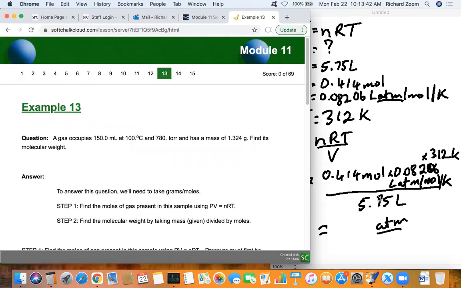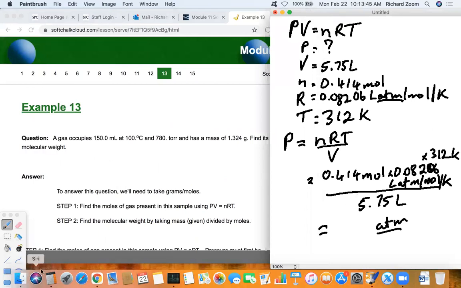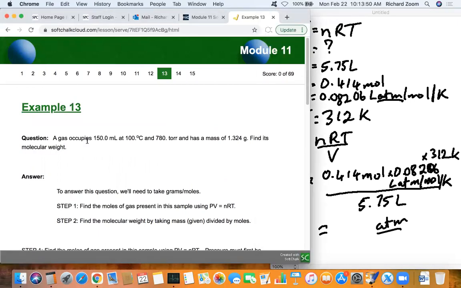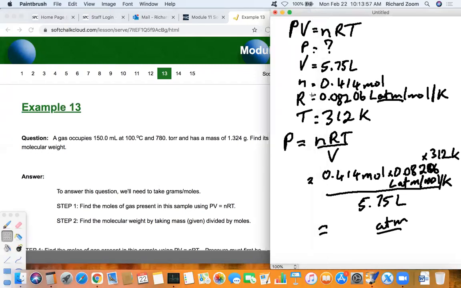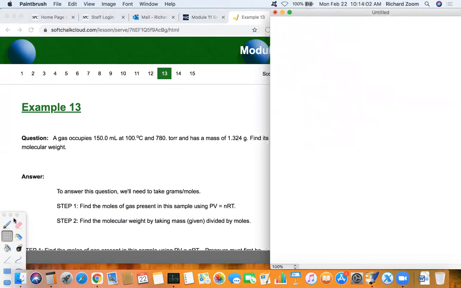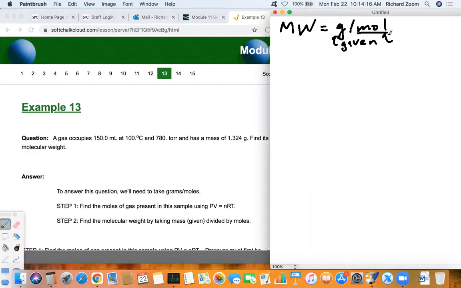All right, so let's see how we can apply this to figuring out a molecular mass of a gas. If we know the pressure, volume, and temperature of a gas and the mass of it, we can actually find its molecular weight. So let's see how that works here. The first thing you need to be aware of is what molecular weight is. We looked at this a bit earlier. Molecular weight is grams per mole. Now we're already given the grams. We're going to have to find the moles.